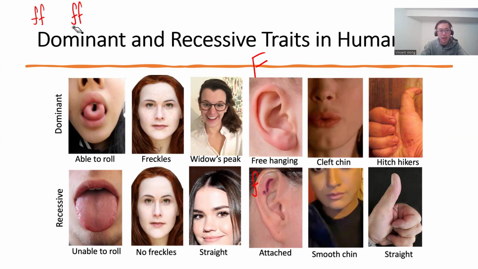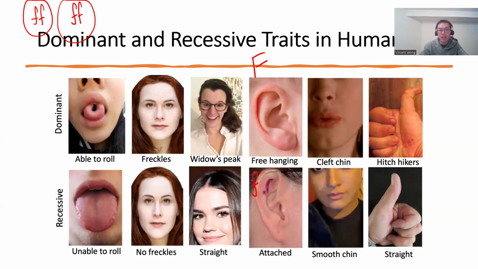Because why? The father is small f, so the only thing he can pass on is a small f. The mother is also small f, so the only thing she can pass on is a small f. And then together, the whole family is going to be small f. Do you understand? Any questions?